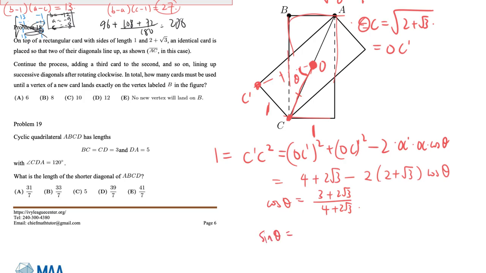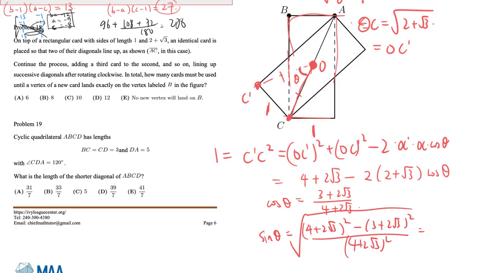So 1 minus this thing squared would become 4 plus 2 root 3 squared minus 3 plus 2 root 3 squared over 4 plus 2 root 3 squared, the square root of this. So this is just finding the sine of theta, and the denominator would be 4 plus 2 root 3, and then the numerator would be, well, you get a 7 and you get a 4 root 3, 7 plus 4 root 3, like this. Is there any way we could expand this? Yes, it's just 2 plus root 3. This thing is 2 plus root 3.